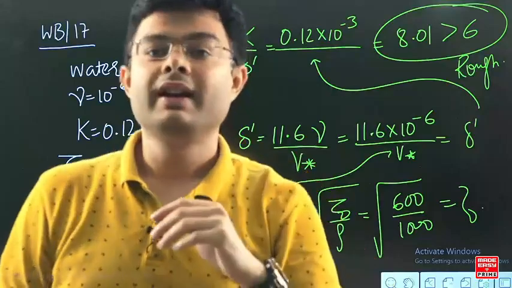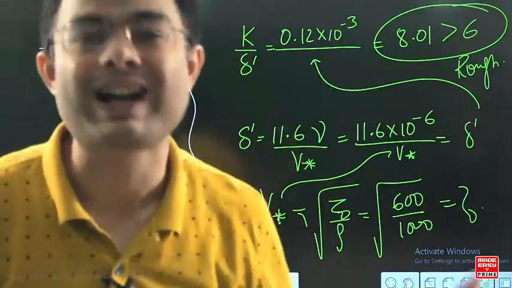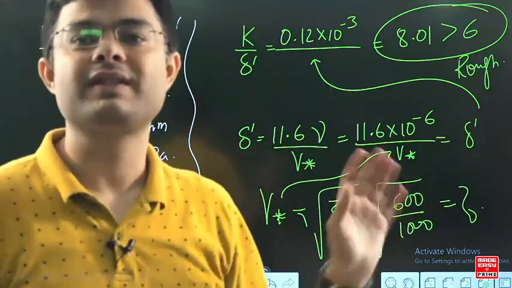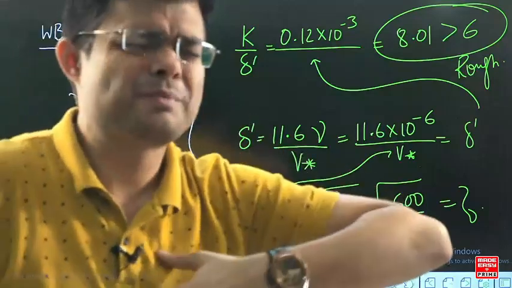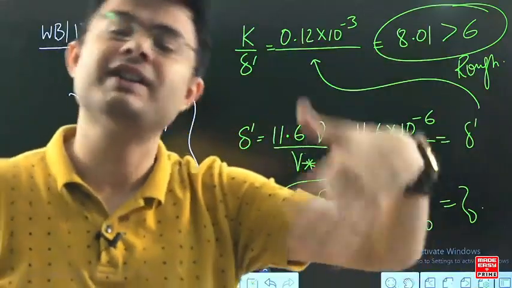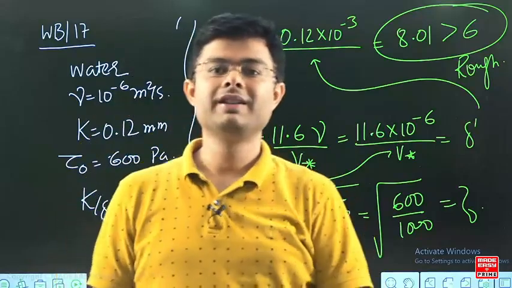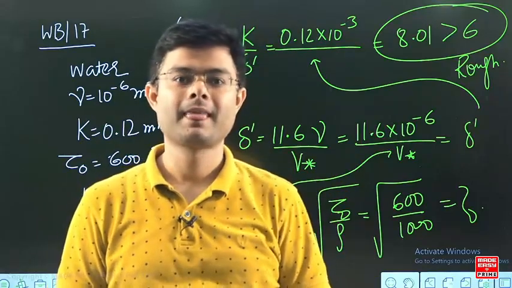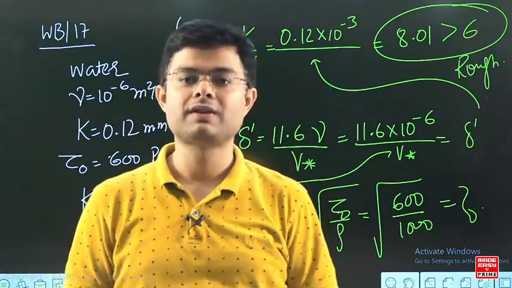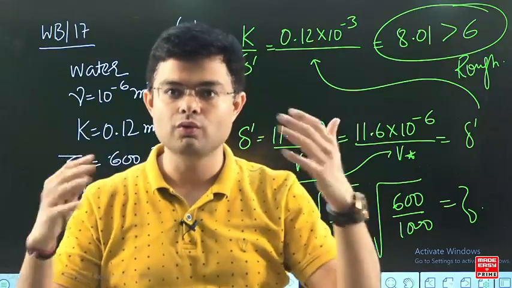But in this particular question, it is not asked whether it is smooth or rough. He is just asking the value of k by delta. This is just by my experience, we are telling that it will be a rough pipe. So my dear students, with this I announce turbulent flow is also over.